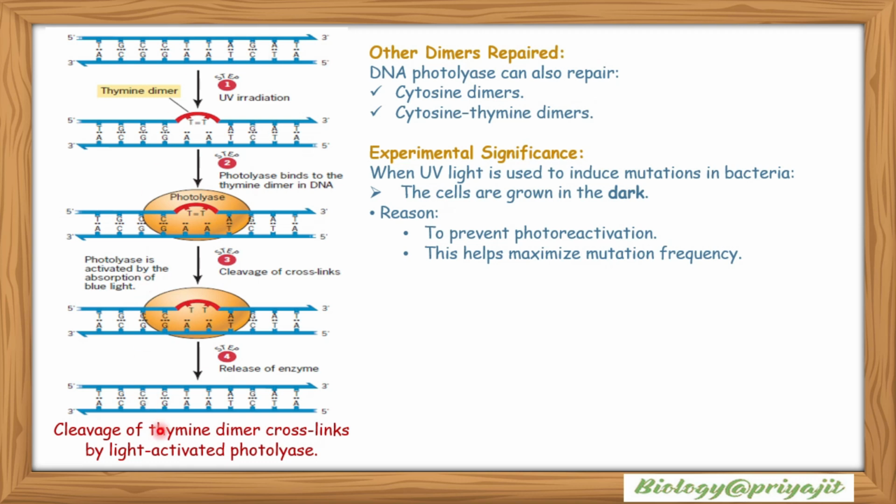This is the image showing the cleavage of thymine dimer crosslinks by light-activated photolyase. Step 1, the UV reaction: thymine dimer formation, then photolyase binds to the thymine dimer in DNA, then cleavage of crosslinks. Photolyase is activated by the absorption of blue light, and then the enzyme is released. Other dimers are also repaired in this pathway. DNA photolyase can also repair cytosine dimers, cytosine-thymine dimers, etc. Experimental significance: when UV light is used to induce mutations in bacteria, the cells are grown in the dark. Reason: to prevent photoreactivation, and this helps maximize mutation frequency.